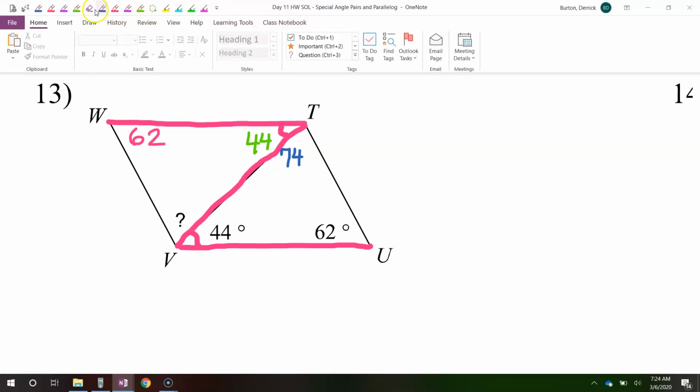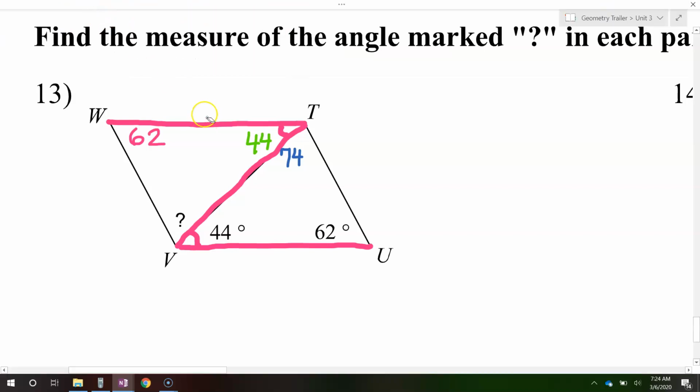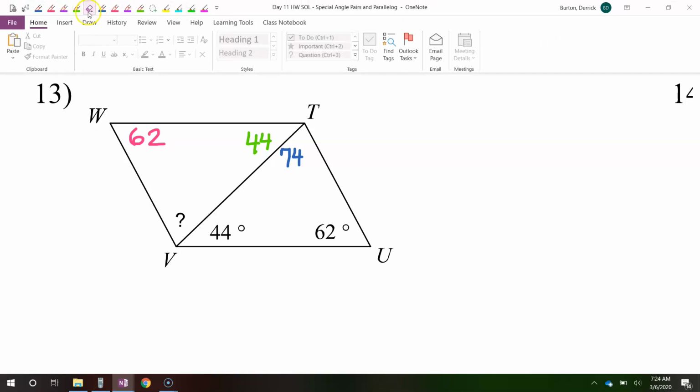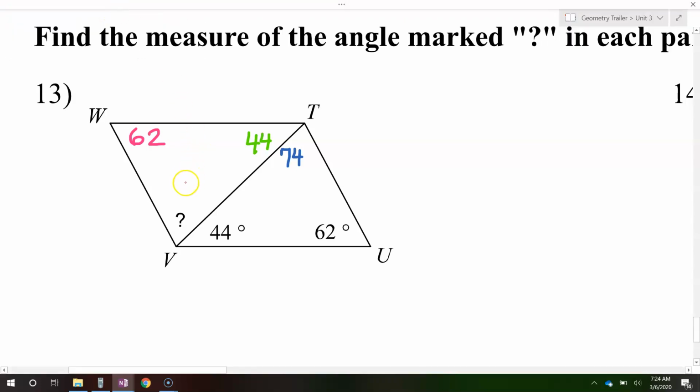Let's do that again. To find the question mark, I could subtract from 180. I could take the 62 and the 44 and subtract from 180. But it would be easier to use alternate interior angles again. All right, so this time I'm going to make an N shape. Okay, it's really a backwards N, but you still get the idea. Or you could think of it as a sideways Z.